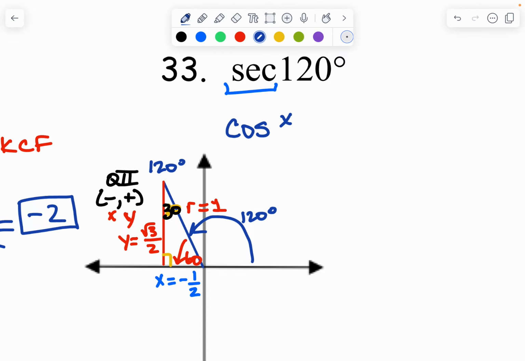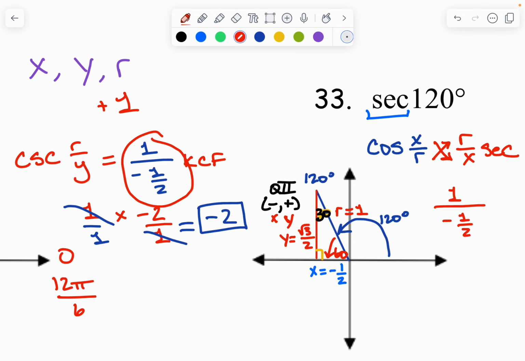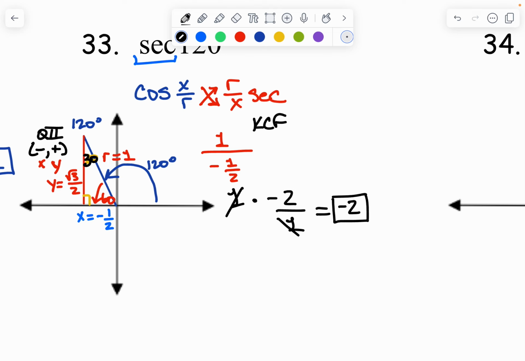Now for secant, secant is the reciprocal of cosine. So if cosine is x over r, we would flip that to r over x for secant. R is 1. X is negative 1/2. This is actually the exact same math we just had on the last problem. So 1 divided by 1/2, we would keep, change, flip, and so we'd have 1 times negative 2 over 1. The 1's cancel. The answer is negative 2.